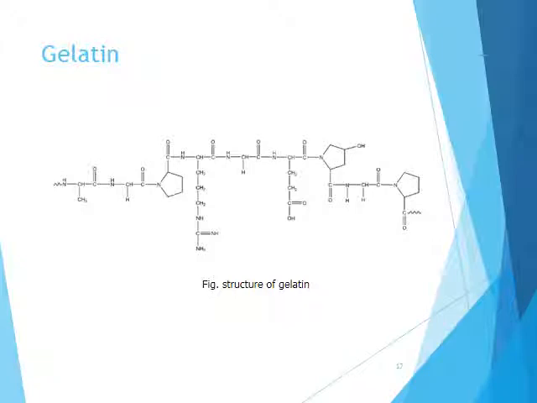This slide is showing the structure of gelatin. Just have a look, and as you can see here, the protein type of structure, we have the amide linkages that separate the different portions of the structure forming gelatin. So just have a look at this structure.